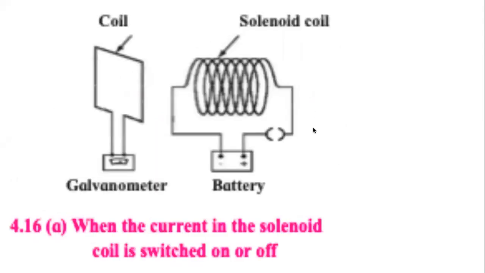Next, instead of taking a permanent magnet, we are taking a solenoid. We are using it as an electromagnet. There is a coil. So when we switch the circuit on or when we switch the circuit off, there is a change in the magnetic field from 0 to something to 0. And that change in the magnetic field produces a current in the coil. Quick confirmation.